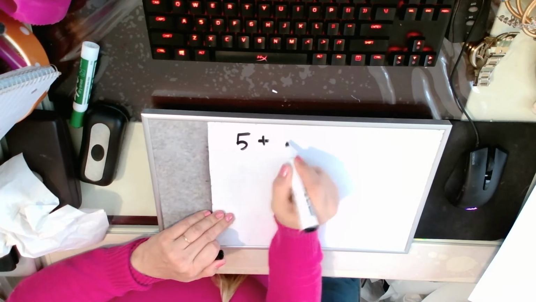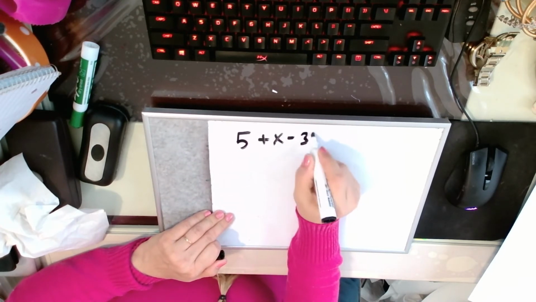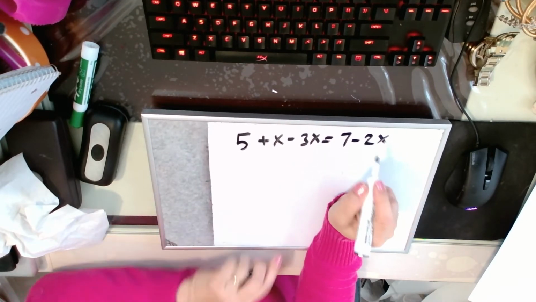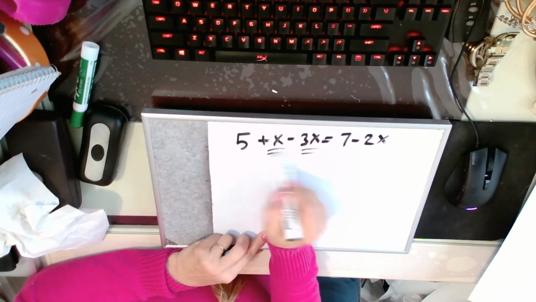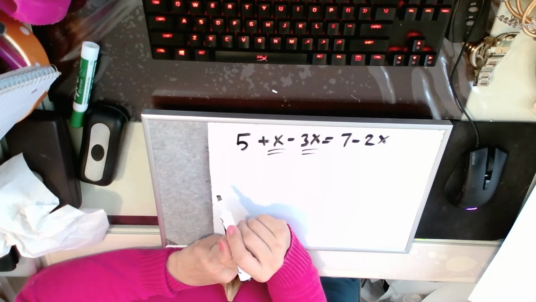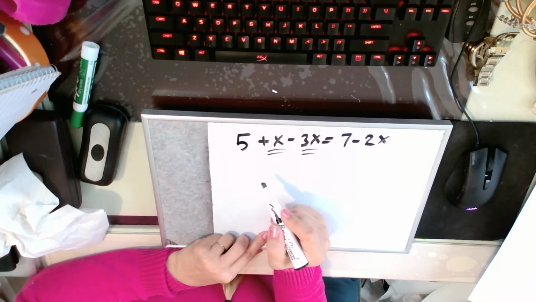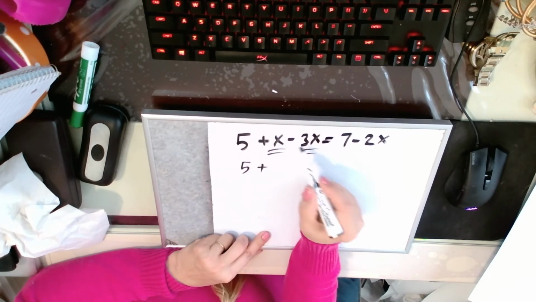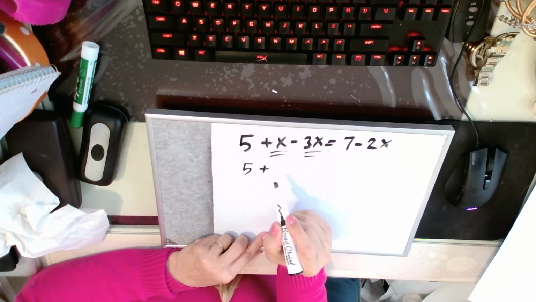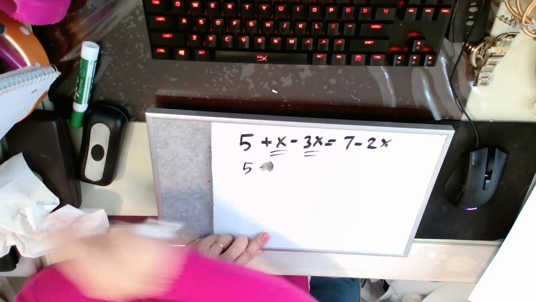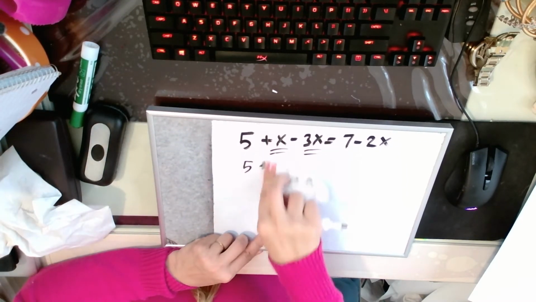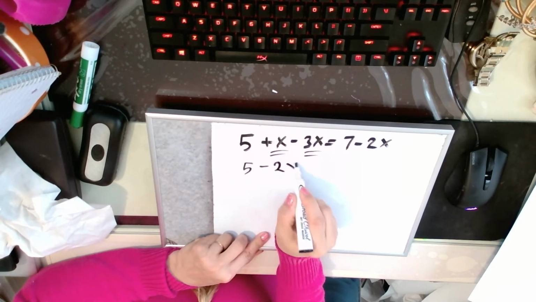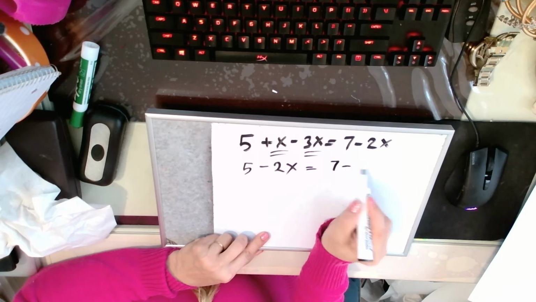5 plus x minus 3x equals 7 minus 2x. Every time when you see same terms on a side, add them together. So 5 plus, this is 1x minus 3x, it's gonna be minus 2x, right? Minus 2x equals 7 minus 2x.